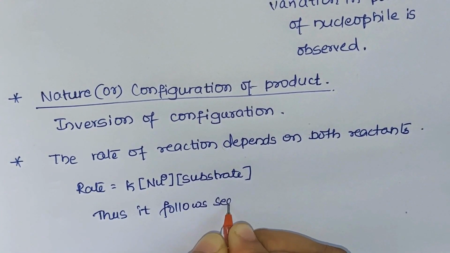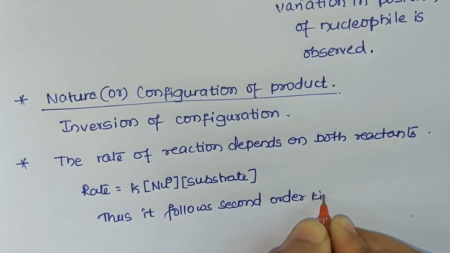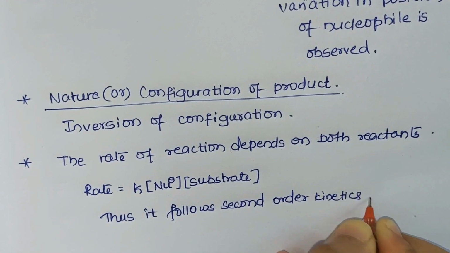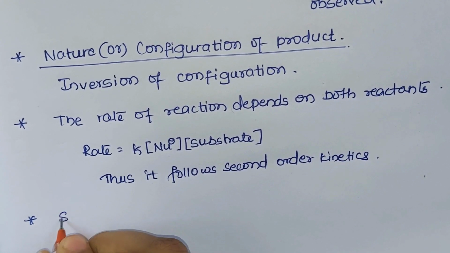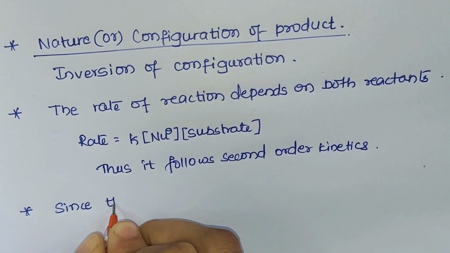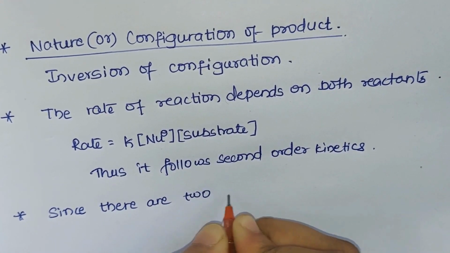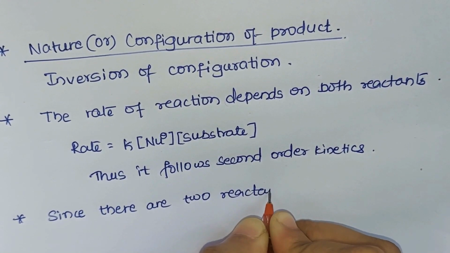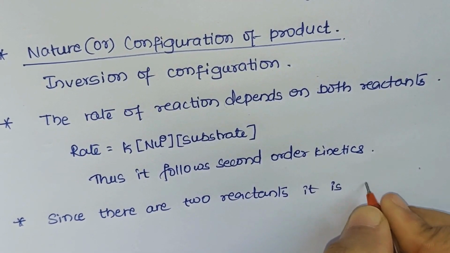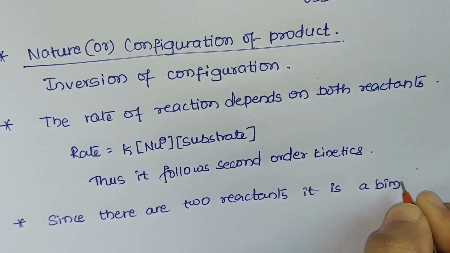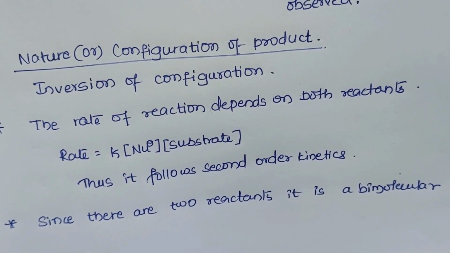Why? Because it depends upon only two reactants, that is nucleophile and substrate, that is 1 mole of nucleophile and 1 mole of substrate. Since our reaction has only two molecules, which are those two molecules? Nucleophile and a substrate. Due to the presence of only two molecules, our reaction is called a bimolecular reaction. That itself is the name of the reaction, that is substitution nucleophilic bimolecular. So have you understood why the term bimolecular? Because two reactants are involved in the reaction.